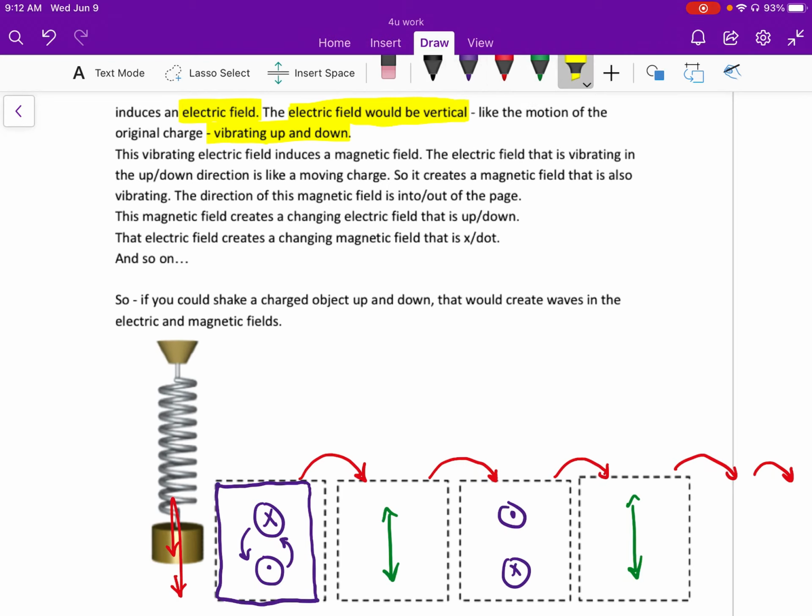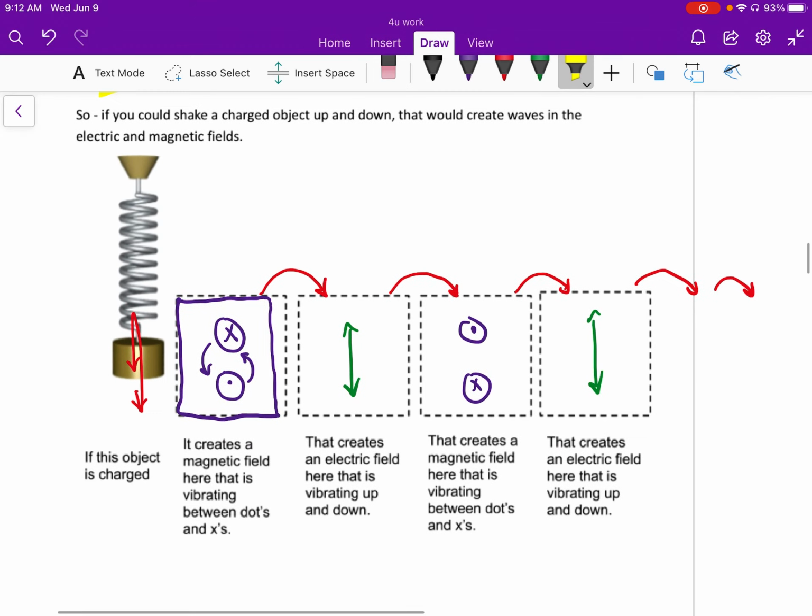The charge created a magnetic field. The magnetic field created an electric field. That electric field creates a magnetic field. That magnetic field creates an electric field. That electric field creates a magnetic field, and so on. It's a little bit weirder, but that's exactly how I talked about how we make transverse waves. The first dot triggers the next dot to wobble. That dot triggers the next dot to wobble, and so on.